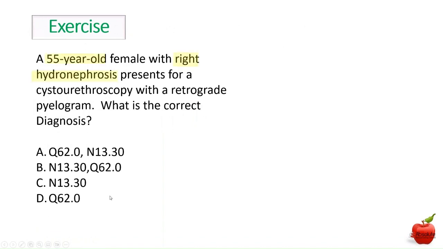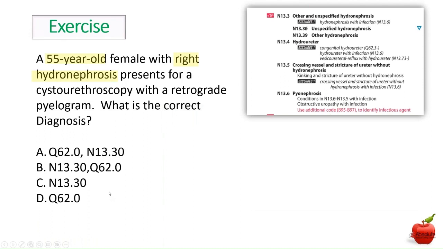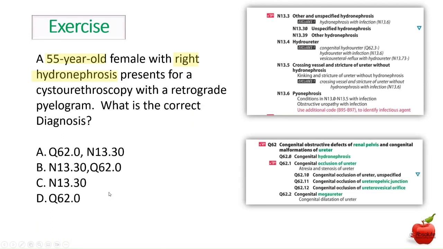And so for our keywords, we have 55-year-old. They have right hydronephrosis. And so we're simply going to take a look at the Q codes anyway. Q62.0 congenital hydronephrosis. Boom, we're eliminating it. That's in each one of them. So boom, they're gone.